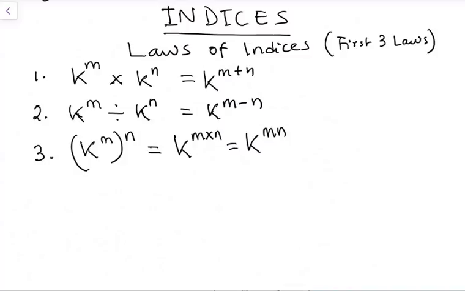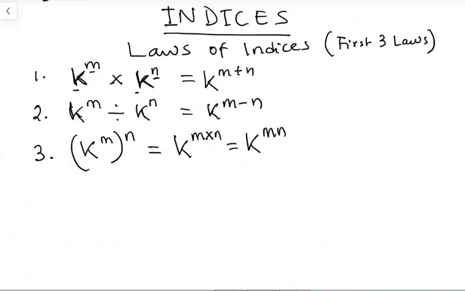We have k raised to power m multiplying k raised to power n. You'll notice that we have the same base number. In this case, because the base numbers are the same, we can now add the indices, and that will be k raised to power m plus n.